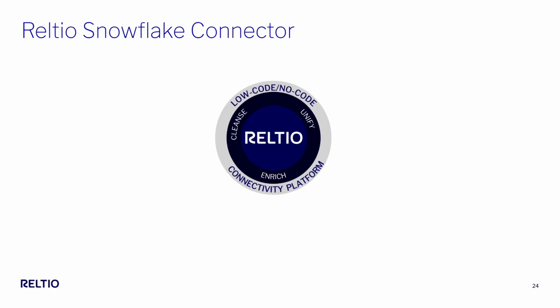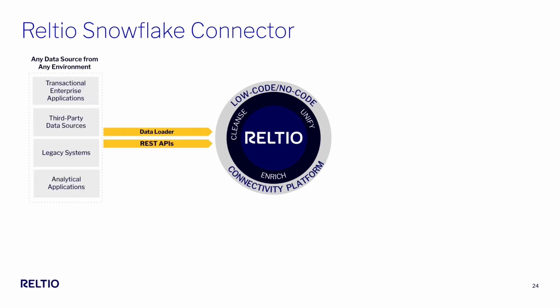Reltio acts as a data unification and management platform in complex organizations that struggle with duplicative and inconsistent data about customers, products, suppliers, locations, assets, and so on, scattered across many different operational systems. Reltio can accept any data source from any environment, whether it be from transactional enterprise apps, third-party data sources, legacy systems, and so on. As data flows into Reltio, it undergoes automated cleansing, matching, and merging in real time via rules-based and ML processes to unify and enrich the data.